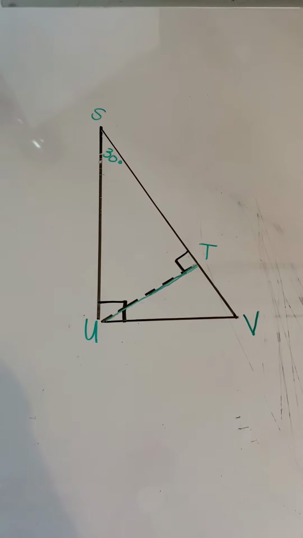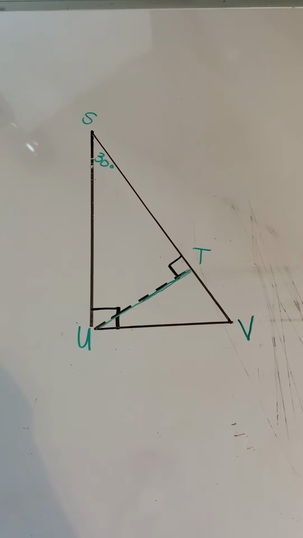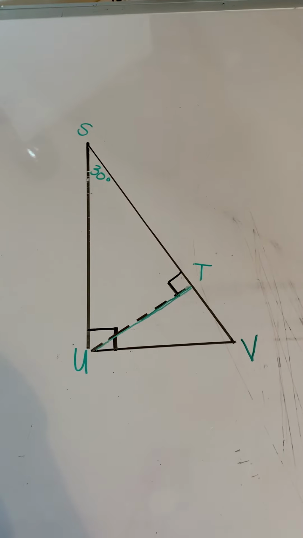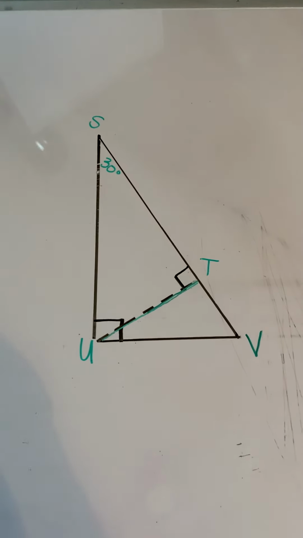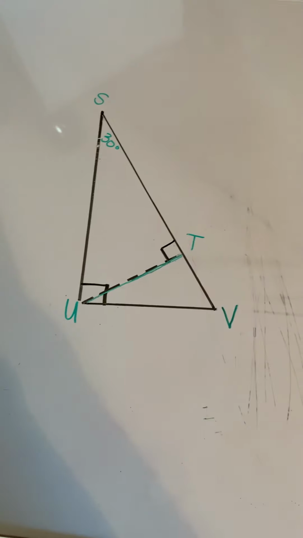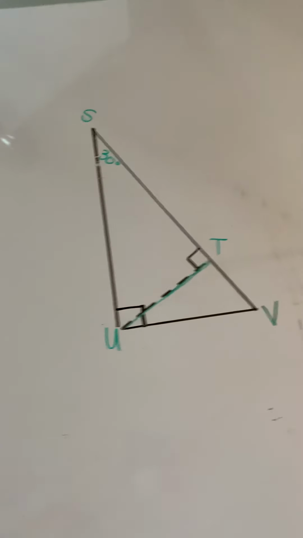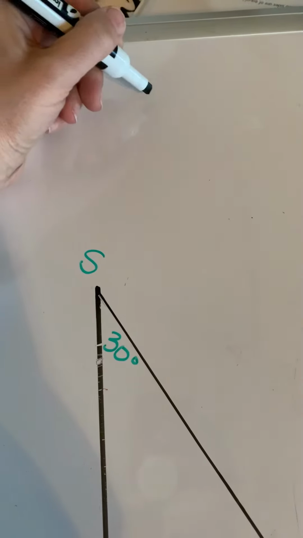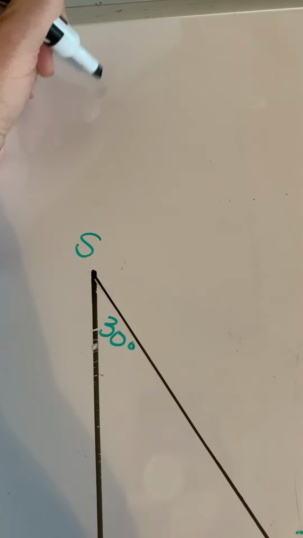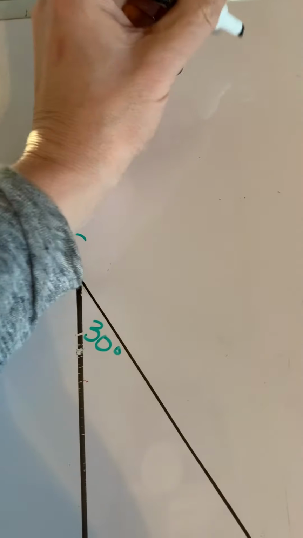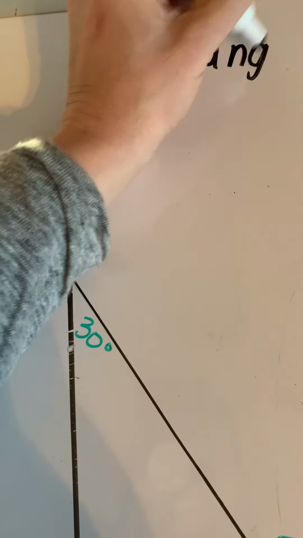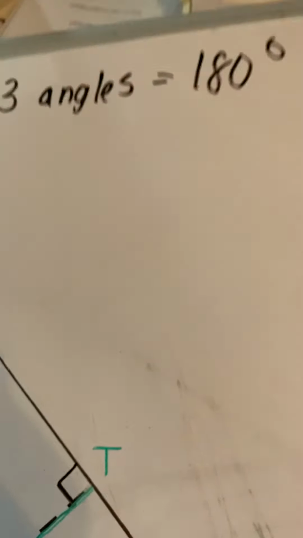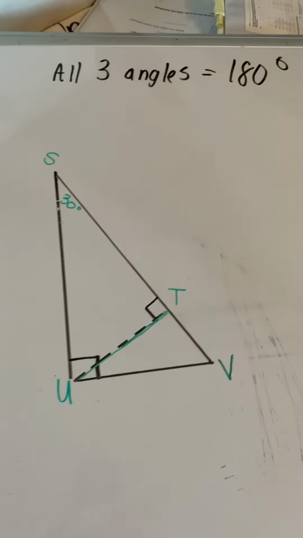So this is looking at the angles of right triangles. And first of all, we want to think about what things we know about triangles and the angles of triangles. So we know that all three angles equal 180 degrees, right? So we know that all three angles of any triangle equal 180 degrees.